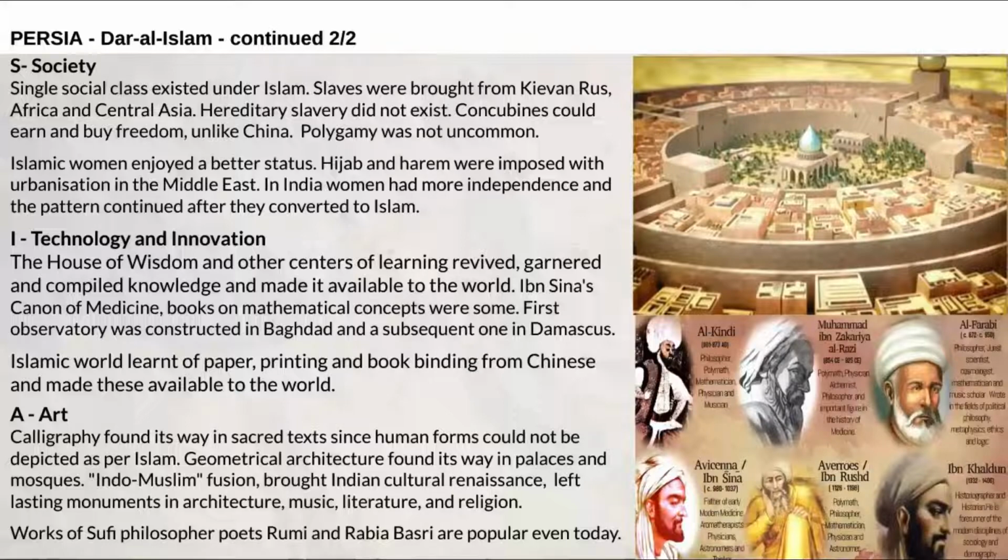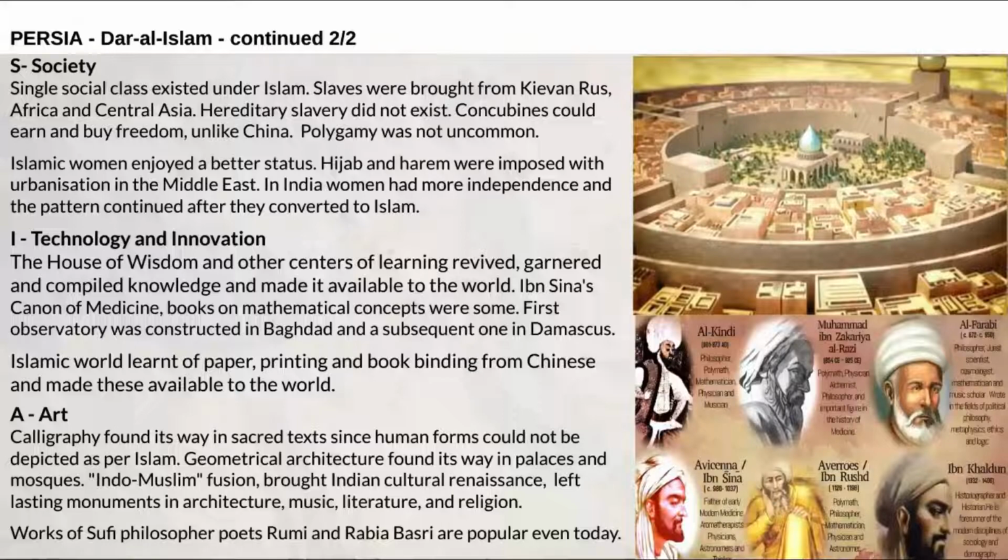Art. Calligraphy had found its way in sacred texts, since human forms could not be depicted in Islamic works. Geometrical architecture found its way in palaces and mosques. Indo-Muslim fusion brought the Indian cultural renaissance, leaving lasting moments in architecture, music, literature, and religion. Works of Sufi philosopher-poets Rumi and Rabia Basri are popular even today.